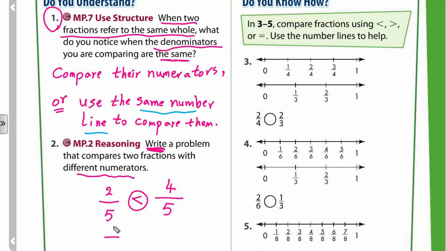Okay. 2/6, 4/6. Okay, 2/6 and 4/6. Thank you, Abdullah. And in this case, of course, 2/6 will be less than 4/6. Okay, anyone else?